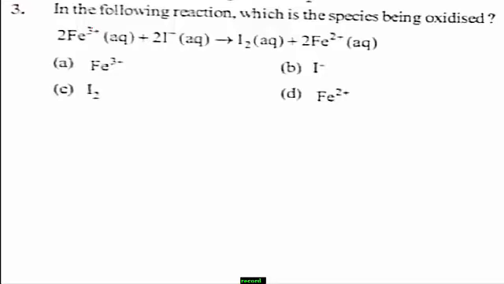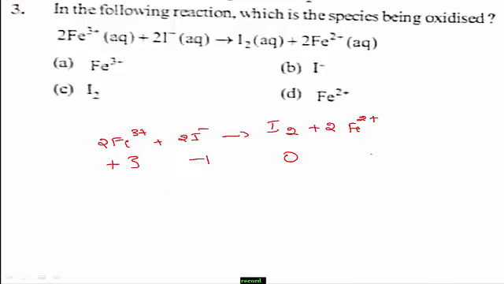Students, first I write the given reaction once again in balanced form: 2Fe3+ plus 2I- gives I2 plus 2Fe2+. All the species are in aqueous medium. Here the oxidation state of Fe is +3, I- is -1, and I2 in the molecular form is 0, and the charge on Fe itself indicates the oxidation number.